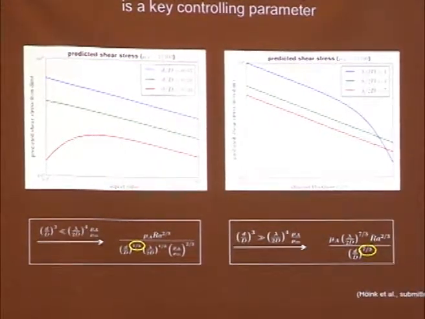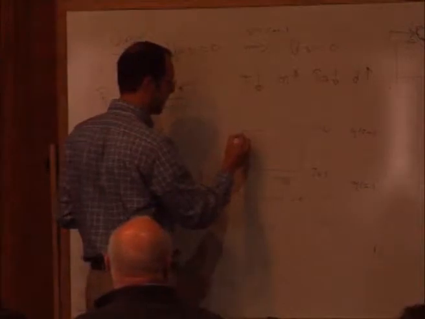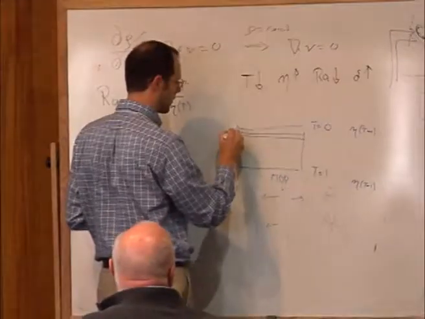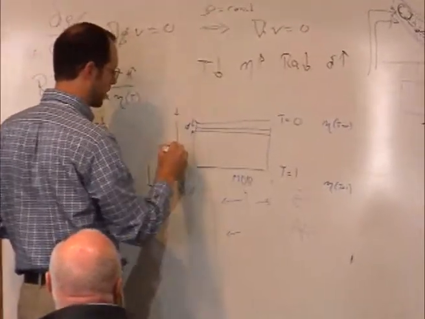Is D the box size or is D the top layer? D is the top layer. So if this is the entire mantle, then lowercase d is really the thickness of the asthenosphere, and this is uppercase D.